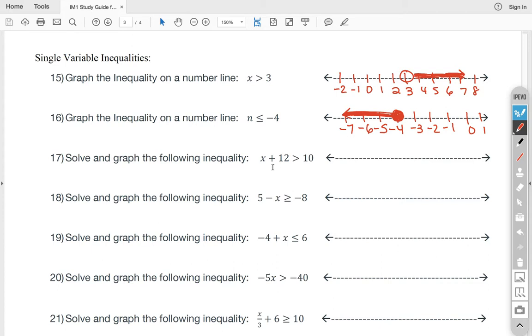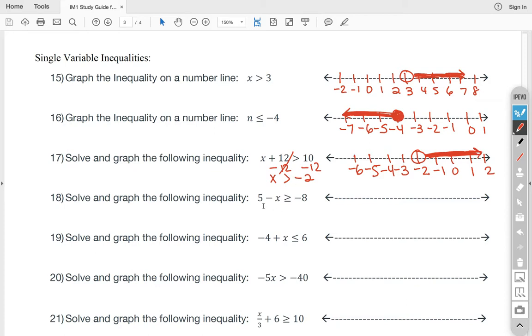All right, now we have to solve first and then graph it. So we're going to subtract the 12 and subtract the 12. And we get x is greater than negative 2. So we need to make sure that negative 2 is somewhere on here. And numbers that are greater than negative 2 are negative 1, 0, 1, 2. Smaller would be negative 3, negative 4, negative 5, negative 6. We're going to circle the negative 2, and we're going to go greater than, which would be to the right. All right, don't fill it in because there's no equal to sign.